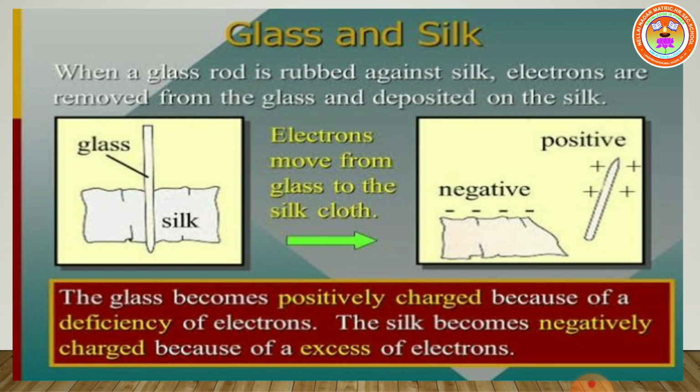When a glass rod is rubbed against silk, electrons are removed from the glass and deposited on the silk. Have you seen the picture, children? The glass rod is rubbed with the silk cloth. Electrons move from glass to the silk cloth. Now, the cloth is negatively charged and the rod is positively charged. The glass becomes positively charged because of the deficiency of electrons. The silk cloth becomes negatively charged because of excess of electrons.